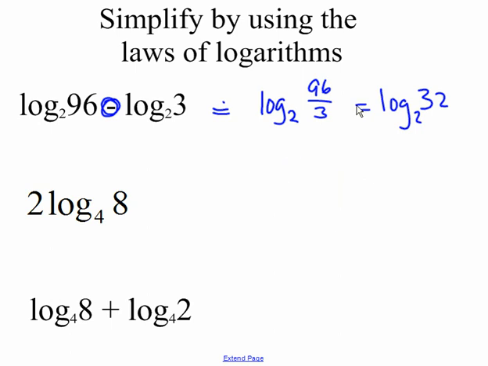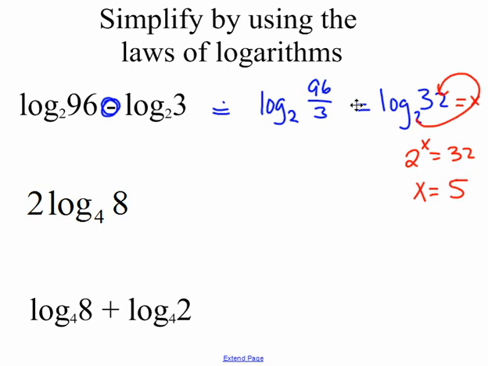Now we could evaluate that if we want, because if that equals x, turn it exponential, 2 to the x equals 32, and we ask ourselves what power of 2 gives us 32? And our answer is 5.